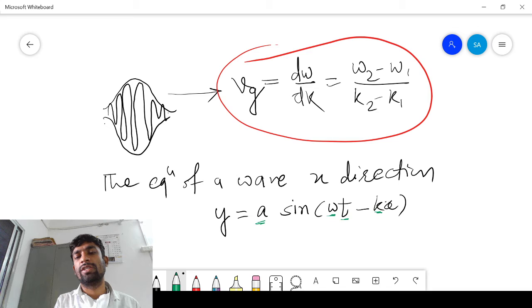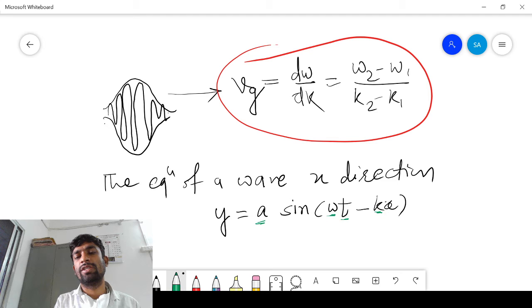So what is omega? Omega is your angular velocity or angular frequency, you can take. What is the equation? Omega equals 2 pi n. What is k? K is your propagation constant, that is 2 pi divided by lambda. Okay, so now we'll move forward.